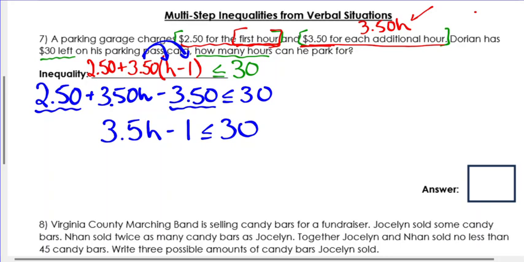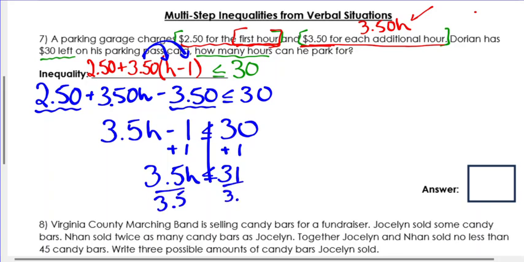I'm going to keep solving. I'm going to try to get h by itself by canceling out the minus 1, giving me 3.5h is less than or equal to 31. And then we divide by 3.5 on both sides to find out that the total number of hours has to be less than or equal to 8.857.